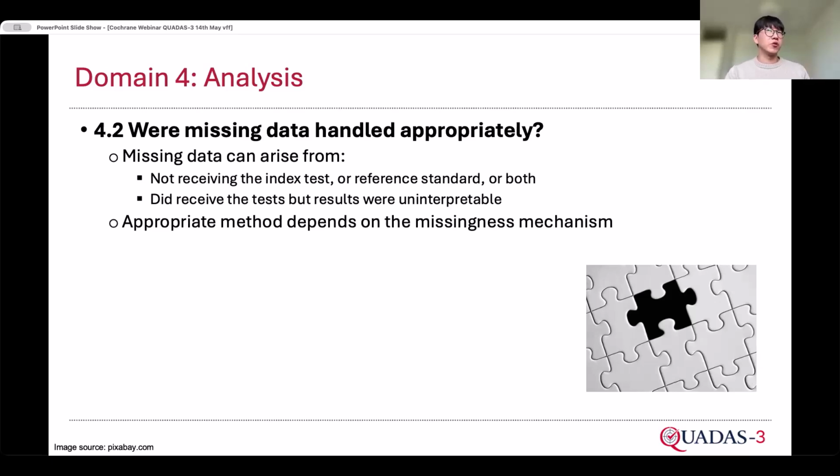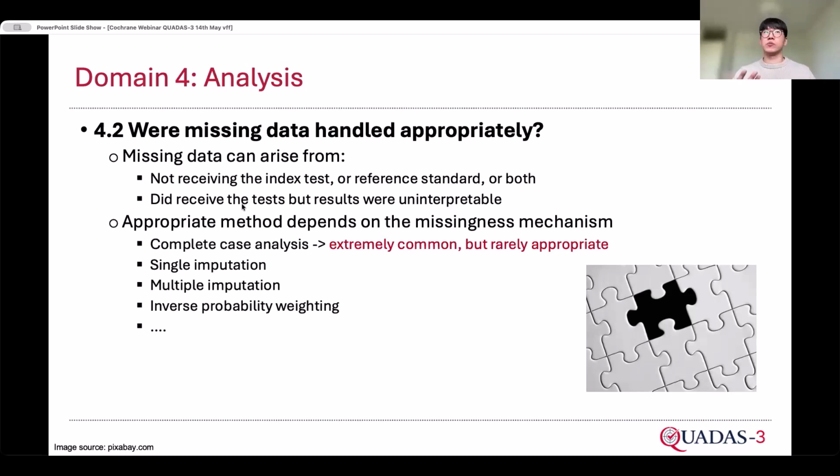Generally, the appropriate method for dealing with missing data depends on the missingness mechanism. So your assumptions regarding how you think missingness has arisen in the study. There are many, many different methods to deal with missing data. Unfortunately, by far the most common one is complete case analysis. So that just means you ignore missing data. And this is, although extremely common, usually the worst way to deal with missing data. You could argue maybe it's only appropriate when data is missing completely at random, which is rarely the case, because to be missing completely at random, you would need something like data destroyed in an office fire, for example.